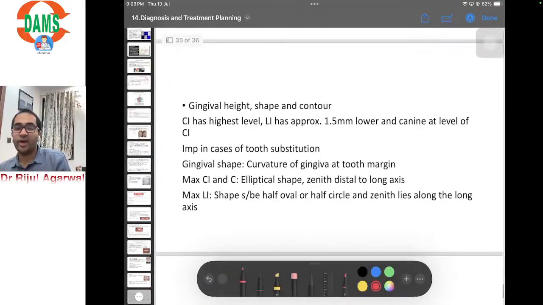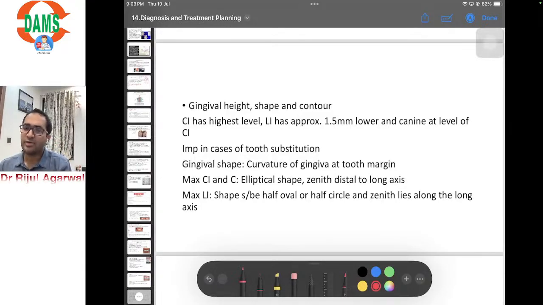This becomes important in orthodontics in case of tooth substitution. Supposedly the canine needs to be substituted in place of the lateral incisor, so you need to look at the gingival height as well. The canine should be recontoured to look like a lateral, which does not mean just closing the space around that. Next is the shape of the gingiva, meaning the curvature of the gingiva at the tooth margin.